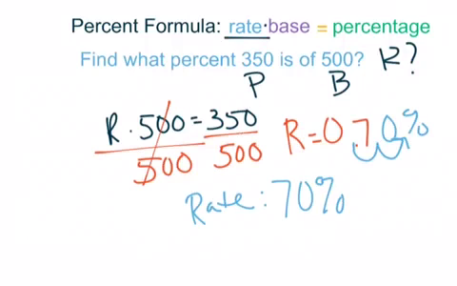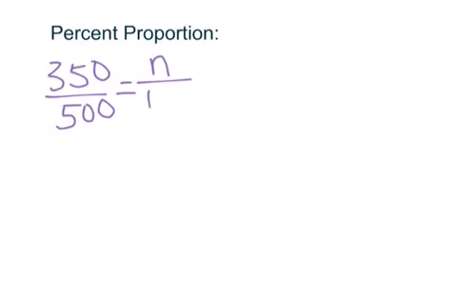Okay, so the percent proportion. Let's do the same one, 350 out of 500. We're going to set it up very similar to last time. 350 out of 500 equals n, because we're looking for the percent, out of 100. You're going to cross multiply, and it's going to be 500n equals 35,000.